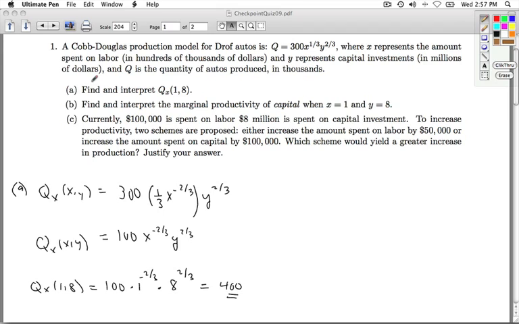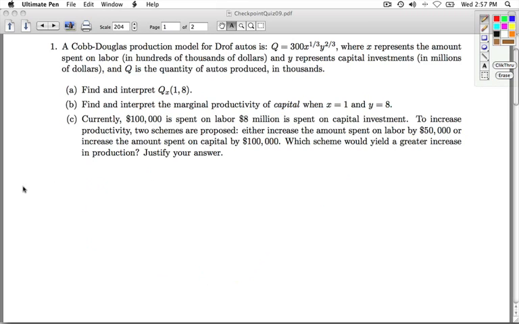So that's the find part. We found the partial derivative with respect to x and then substituted 1 and 8 in. So Q_x at (1, 8) is 400. Now is the interpret. What does that mean?